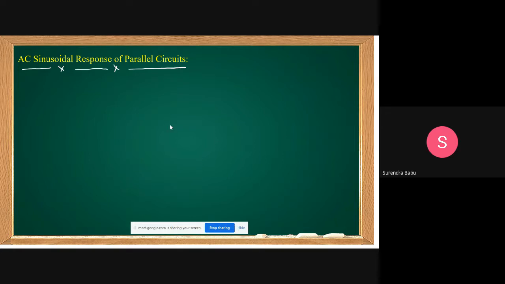Concentrate on how to draw the vector diagrams and how to analyze the different triangles. First, I am starting with the parallel RL circuit. Very important formula, students. In a parallel circuit, voltage is constant across the parallel branches. This is the sinusoidal source.